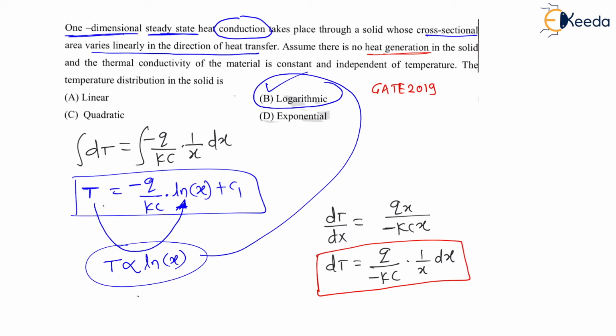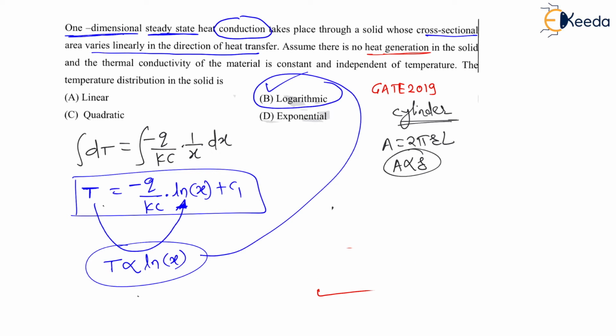Right. Now, my dear students, for a cylinder, you have seen, let us say cylinder. For cylinder, what is the area of heat transfer? The area is 2 pi r l. Means this area is directly proportional to radius. Therefore, here we have considered area is directly proportional to x. X is replaced here with the r only. And in case of cylinder, we have derived the formula.